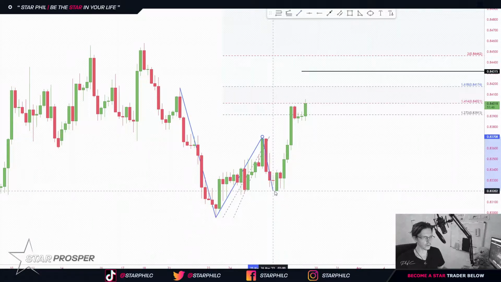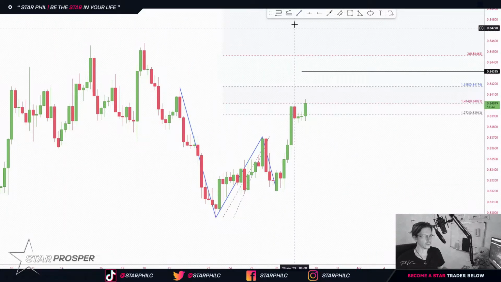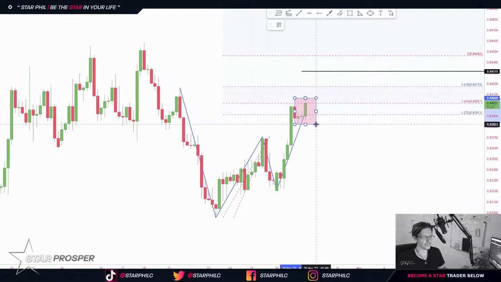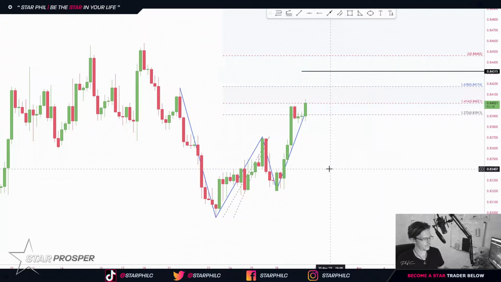Where is my... candles covering it? We get a move all the way up into our 127 Fibonacci extension. Now, I'm trying to cover it, because without these candles right here, without those, price action comes up into the 127, and you would have a sell.